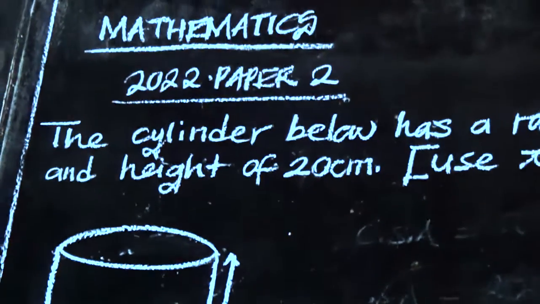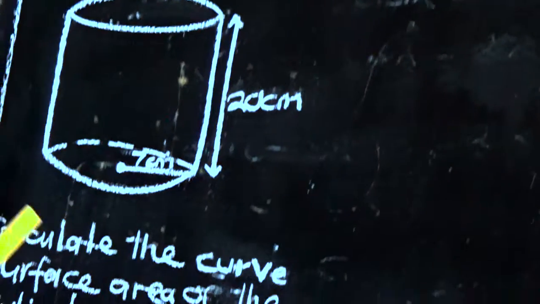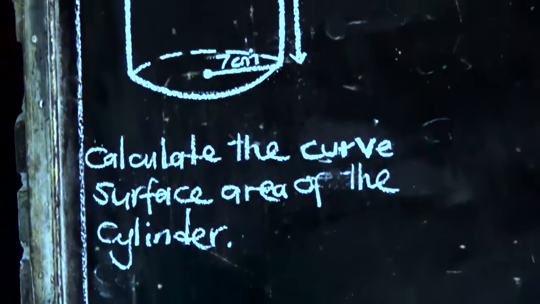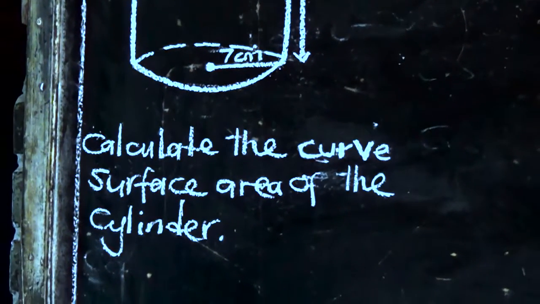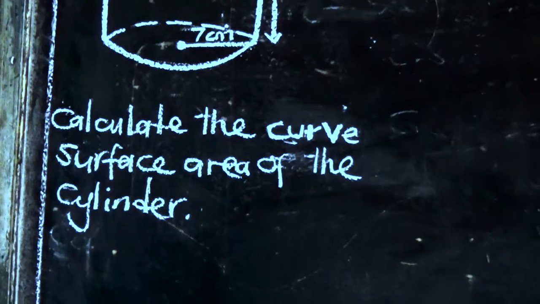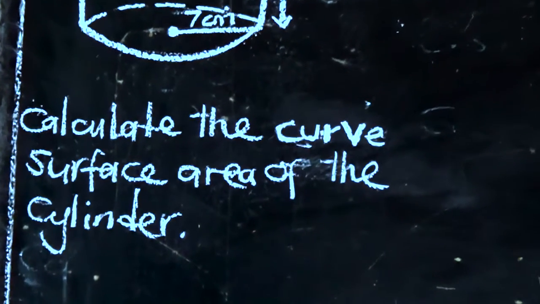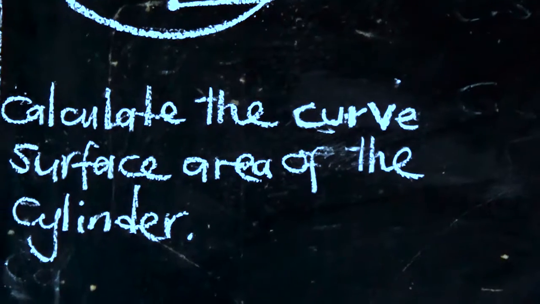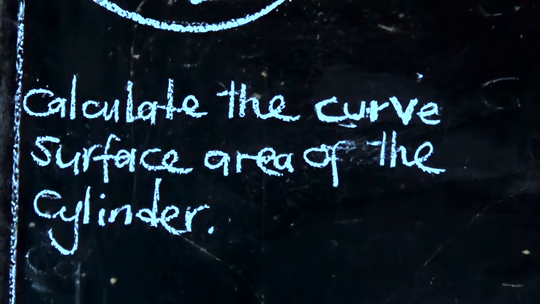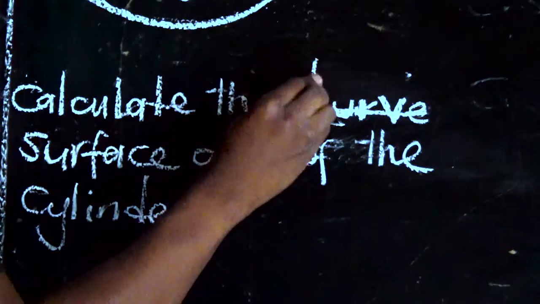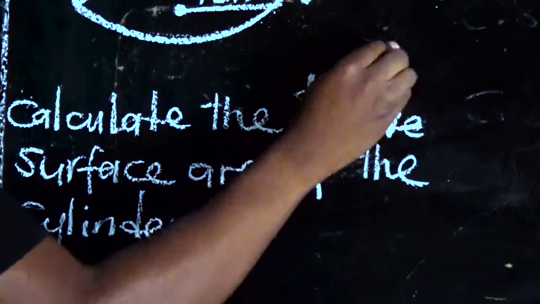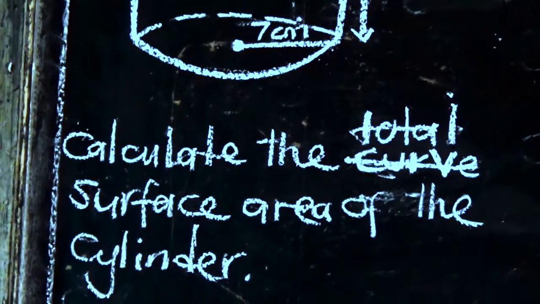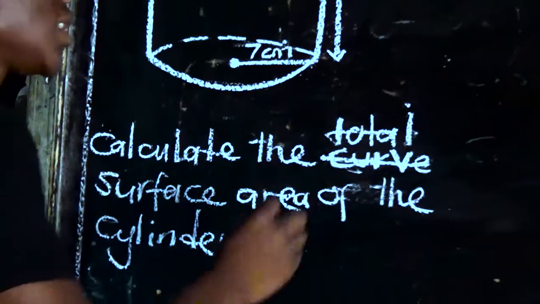Then we have been told to calculate the curved surface area. Is it curved or total surface area? What did they ask? Let me just check. Okay, it's total surface area. No problem. So they're asking about the total surface area. Are we together? Not the curved surface area, but the total surface area. Are we together? Yes.